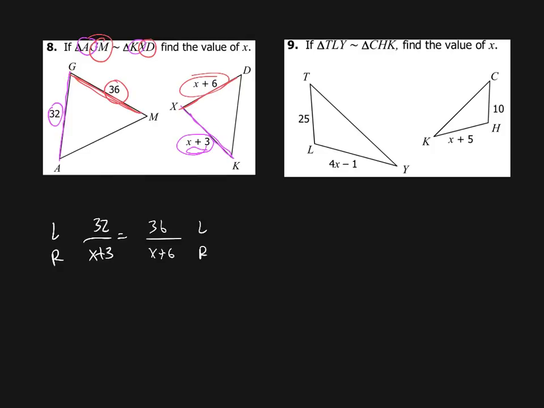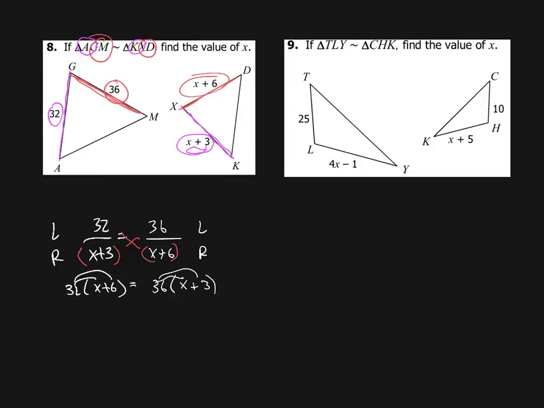Now, just want to double check. I got 32 and 36 and x plus 3 and x plus 6. And now I'm going to cross multiply. I'm going to put my parentheses here so I don't forget to distribute. 32 times x plus 6. I write it out first. I'll distribute after. Don't try to bite off more than you could chew in one. And make sure that you properly distribute on both sides.